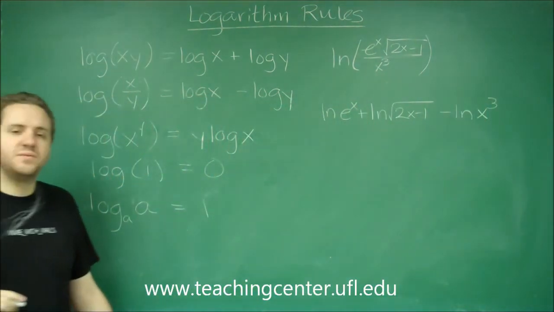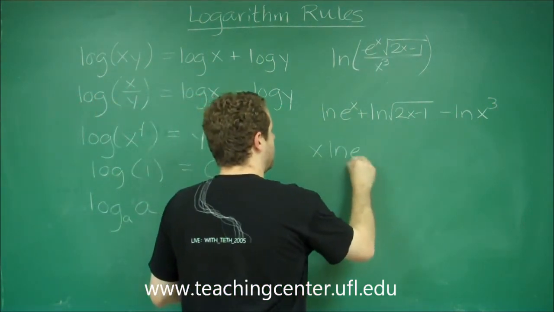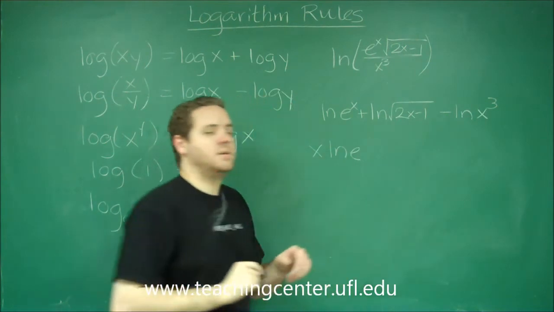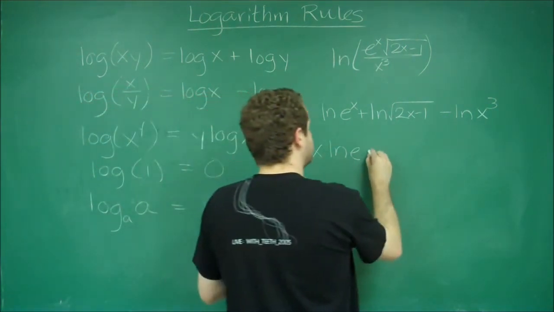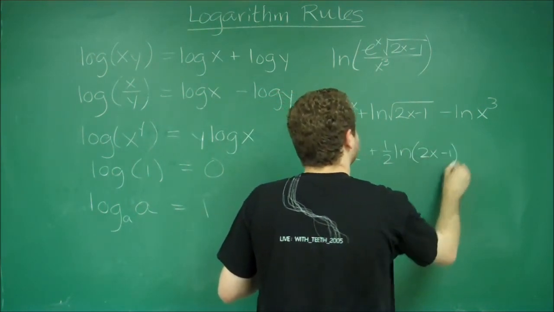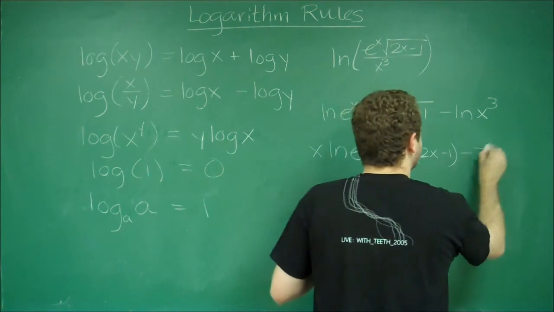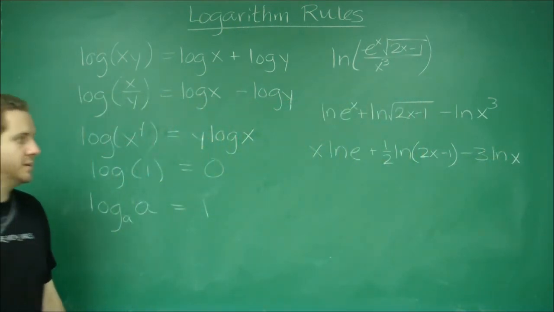We can simplify these further. Ln of e to the x is x ln e. 2x minus 1, the square root of it, remember that a square root is also a 1/2 power. So we could write this as 1/2 ln of 2x minus 1. And here we would have minus 3 ln x because that power could come in front.